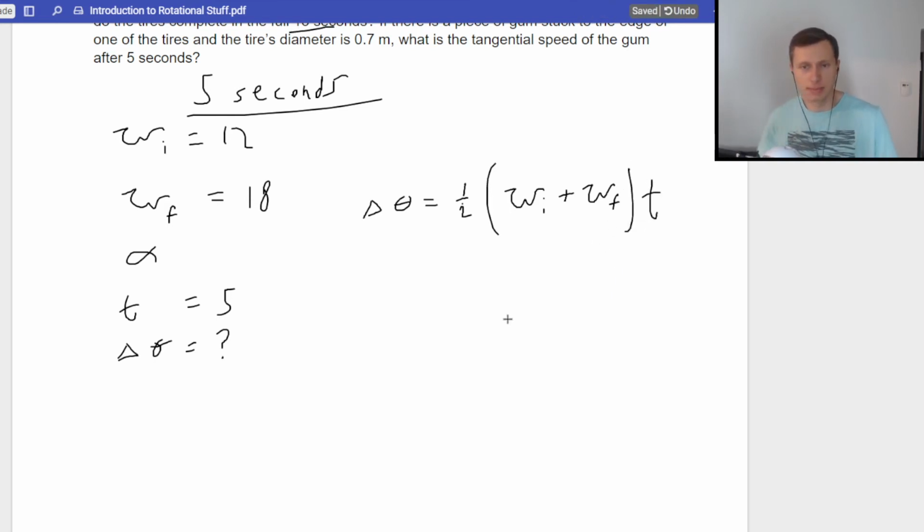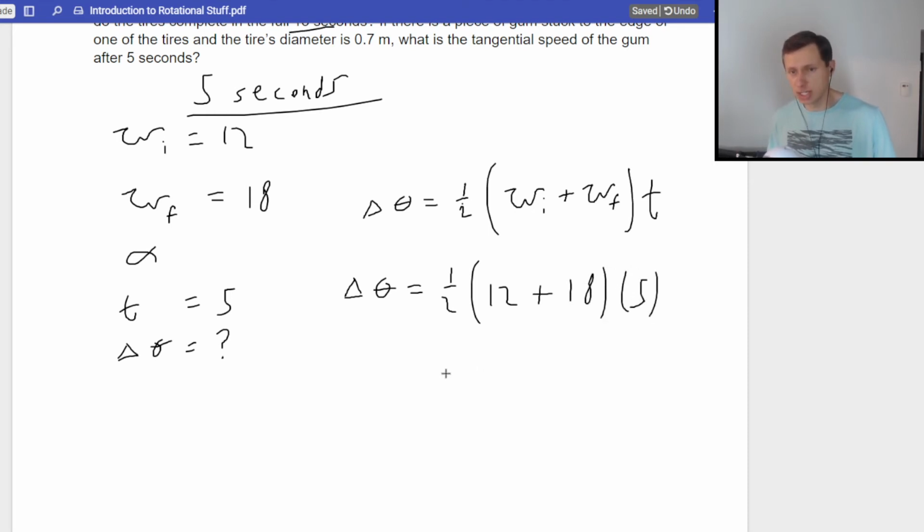Times time. There we go. So it's this equation right here. Now let's go ahead and plug in everything we know. So delta theta equals 1/2 times omega initial is 12 plus omega final is 18 times a time of 5 seconds. We can just plug this in a calculator.